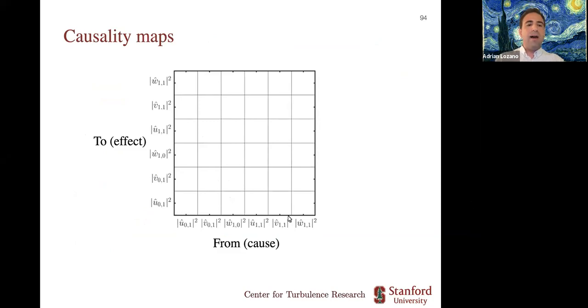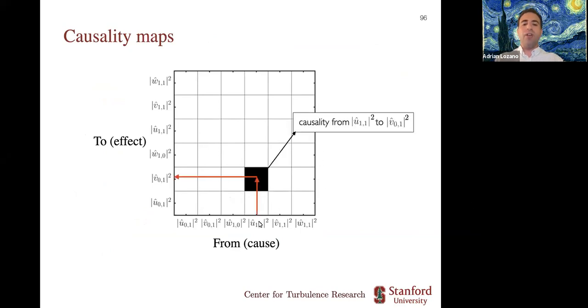causality map. Essentially, the way you read this, I have my 6 time signals here. This is going to be the cause. And I have the same 6 time signals in the vertical axis. This is going to be the effect. And if there is some value here, this is telling me the causality from this signal to this one. So this is the causality from the mode U11 to V01.